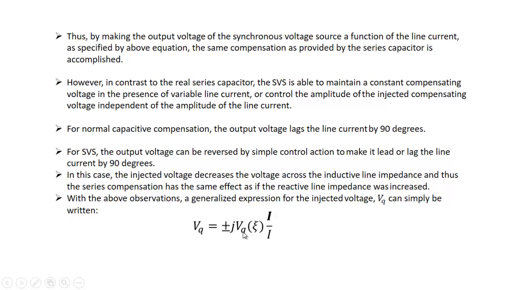So we can say this term will have the angle of this I, and if we use plus j, it will act as leading the current. This will lead the current by 90 degrees. If we use minus j, this will be lagging the current by 90 degrees. If we use plus j, that means it will introduce the inductive effect. If we use minus j, it will introduce the capacitive effect.